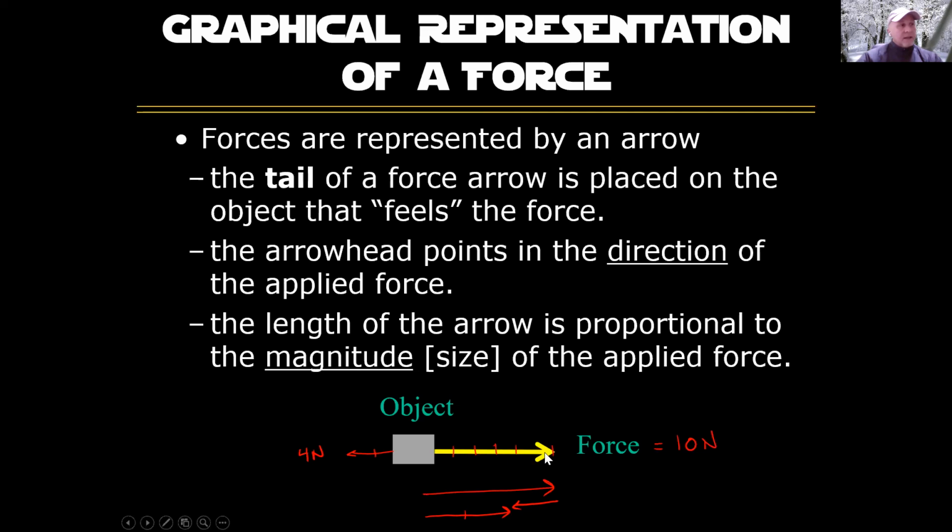So we draw the line segment, we add the arrow in the direction of the force, and we try to make it proportional to the size of the force. This is called the head of the force, the arrow, and it points in the direction, and the tail of the force is on the object.